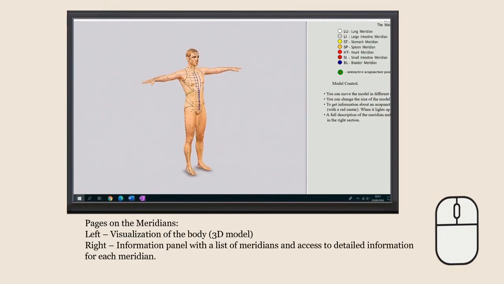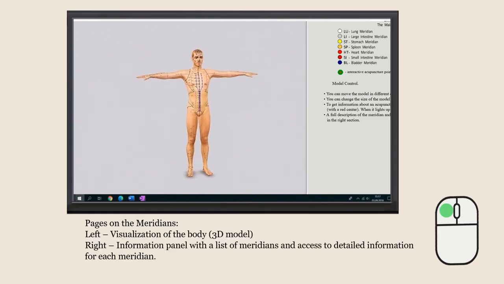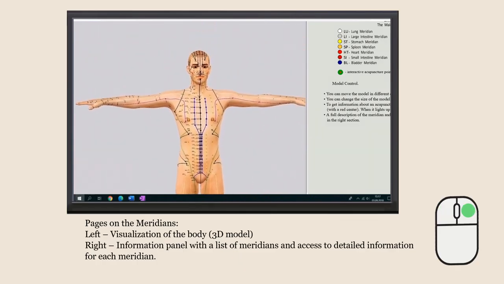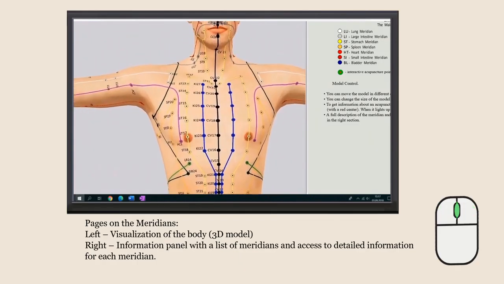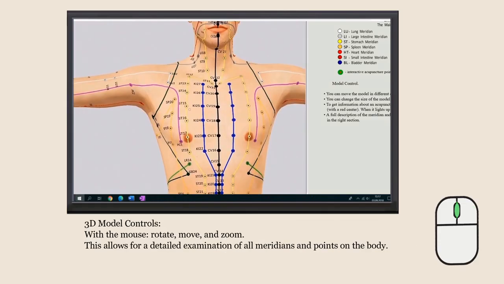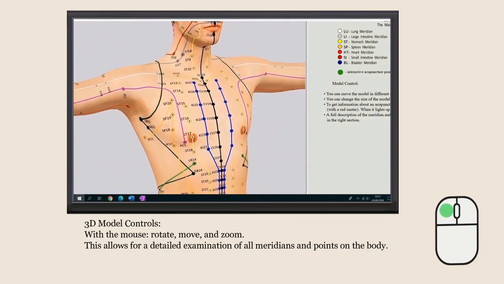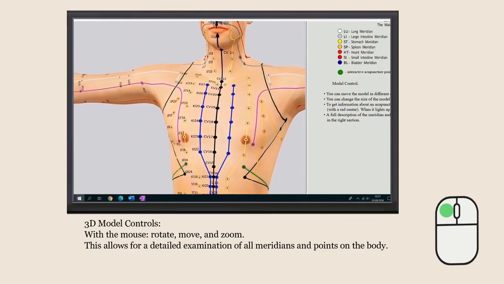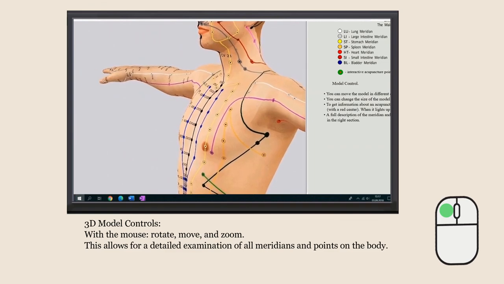Pages on the meridians. Left, visualization of the body, 3D model. Right, information panel with a list of meridians and access to detailed information for each meridian. 3D model controls: with the mouse, rotate, move, and zoom. This allows for a detailed examination of all meridians and points on the body.